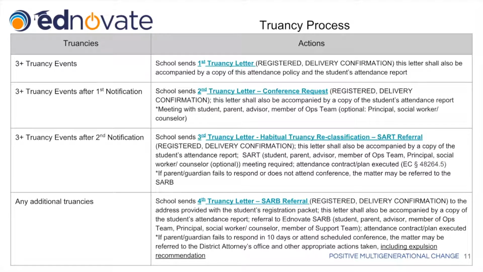in school every day. And then any additional truancies after that third letter is a letter that includes the SARB referral. So the SARB is everyone who was in the SART meeting plus a member of the Ednovate support team. And another contract and plan is developed with the student, and resources are provided as necessary to support the student and family.